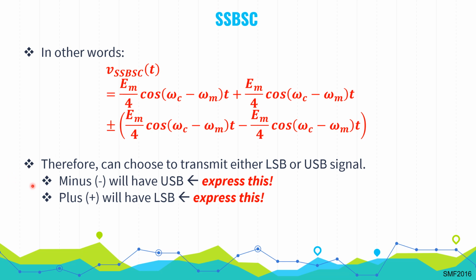This equation shows that we can choose to transmit either the lower sideband, LSB, or the upper sideband, USB. If we use the minus sign, the upper sideband, USB, is transmitted. If we use the plus sign, the lower sideband, LSB, is transmitted. This flexibility allows us to conserve bandwidth by transmitting only one sideband.